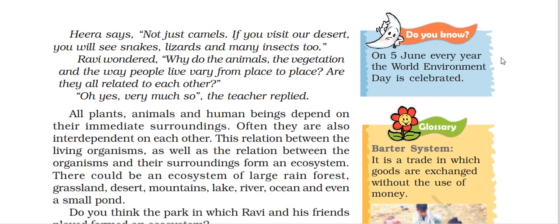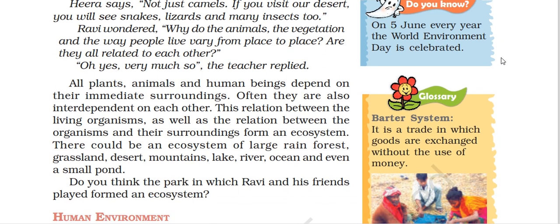All plants, animals and human beings depend on their immediate surroundings. Whatever plants, animals or human beings there are, they all depend on their immediate surroundings. Often they are also interdependent on each other. The relation between the living organisms as well as the relation between the organisms and their surroundings form an ecosystem.